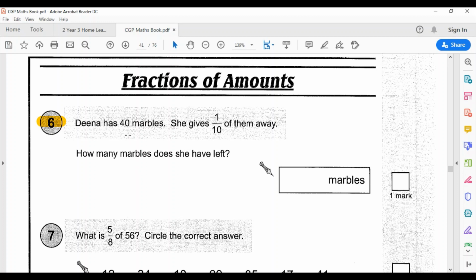It says Dina has 40 marbles and she gives 1/10 of them away. Now the reason I wanted to draw your attention to this one is because it says how many marbles does she have left? So it's asking you to work out 1/10 of 40, and they're the ones that she's given away, and then you need to calculate how many she has left. A lot of these questions I'm going to mention have 2 parts to them, which is why I wanted to draw your attention to them. So work out 1/10 and then take that away and work out what she's got left.